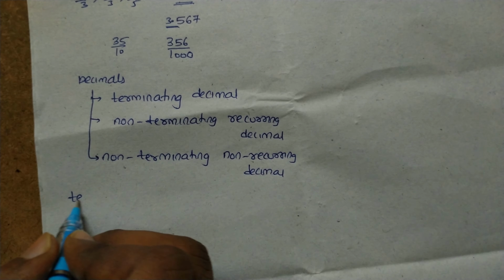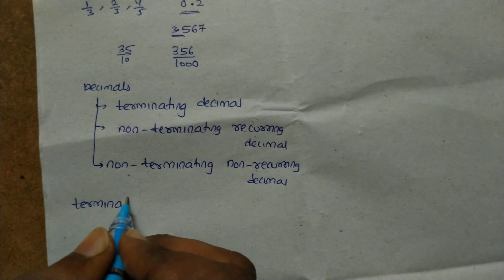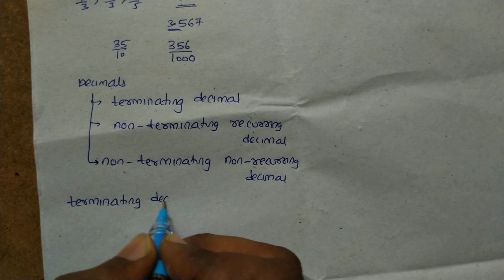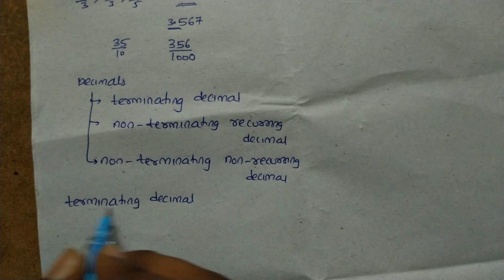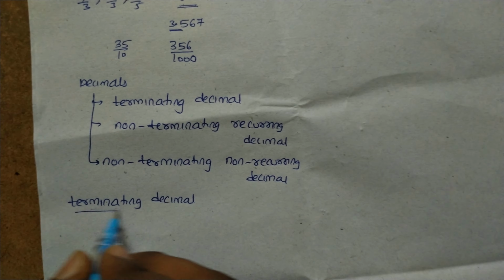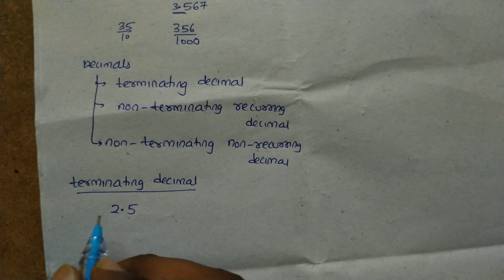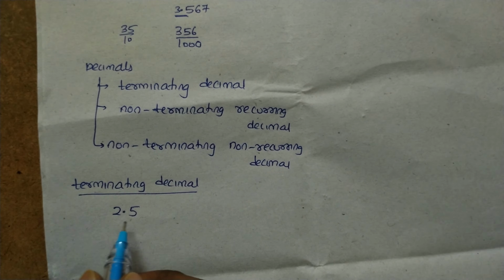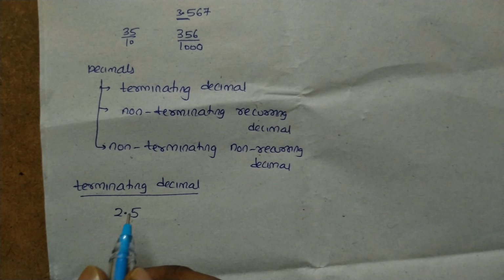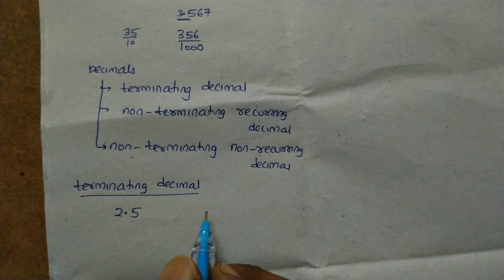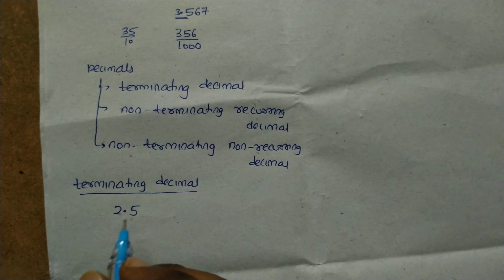What is a terminating decimal? Terminating means stop. That means that particular decimal should stop at one point. 2.5, this is called a terminating decimal. It is not going further.